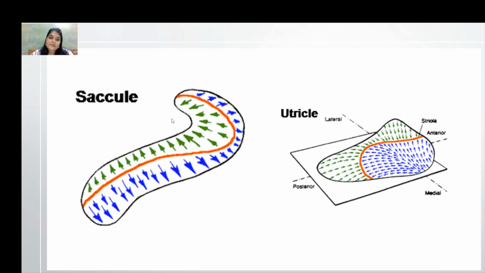So when one side is excited, the other side is inhibited. Same with the utricle. When one side is excited, the other side is inhibited. In case of the semicircular canal, when one ear is excited, the other ear will be inhibited.